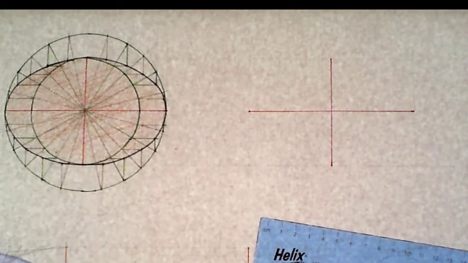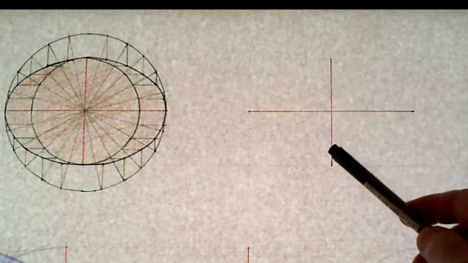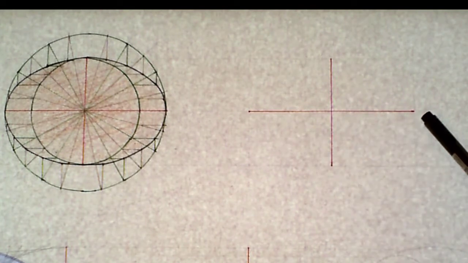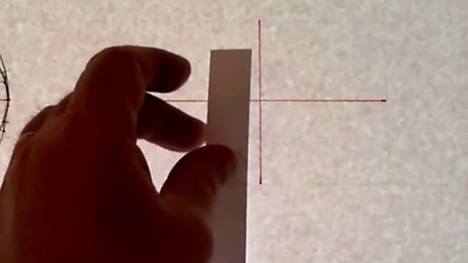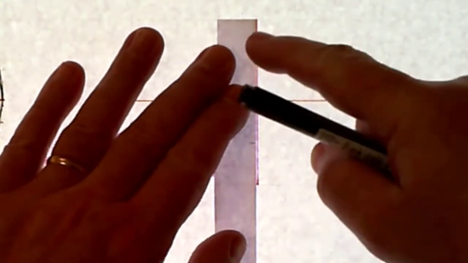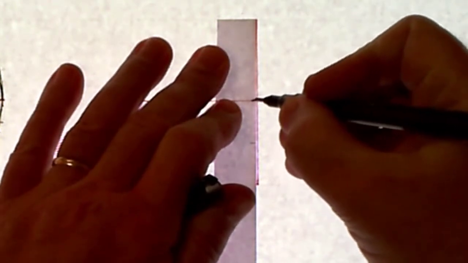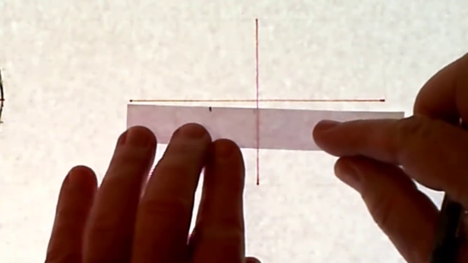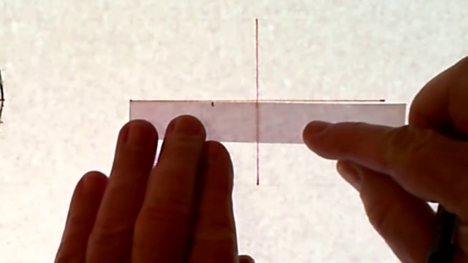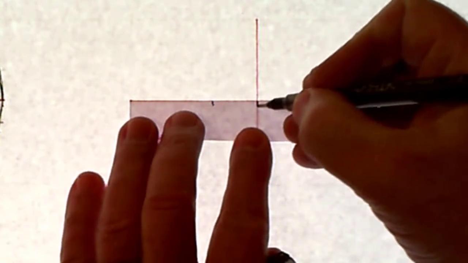Okay, so the next one, as I say, is called the Trammel method. So again, what we have here is basically the minor axis and the major axis. And what we do is we get a piece of paper and we establish two important pieces of information. So we put the piece of paper to the top of the minor axis there, and we mark half the minor axis, and we do the same then for the major axis. We get the major axis there and we mark what is half the major.